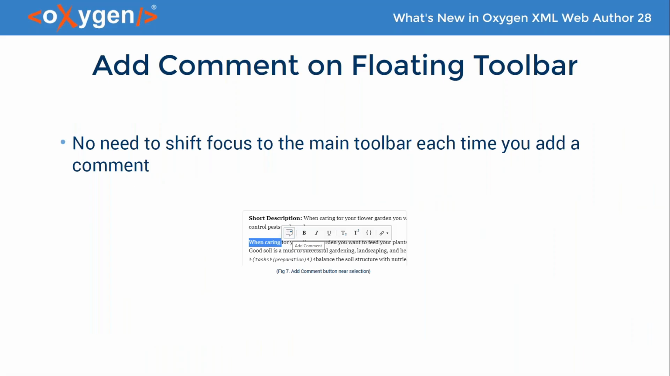Another feature that we added is the add comment button that is available on the floating toolbar. This may be a small or tiny feature, but in everyday use, it makes a real difference. What is amazing here is that when you select the text to add a comment, you don't have to move your eyes to the main toolbar of the application to press the add button. You can simply select the text and have the add button right after the selection, like here.